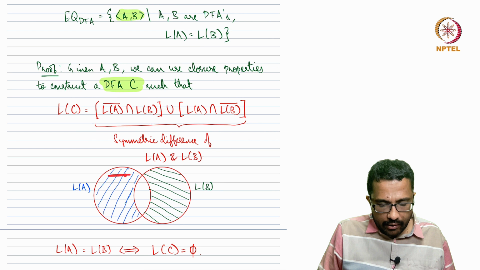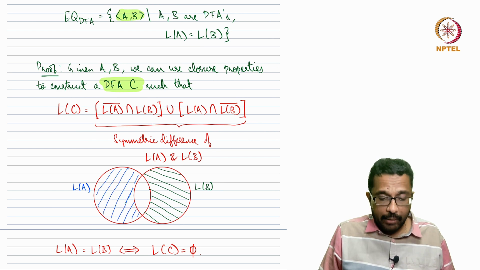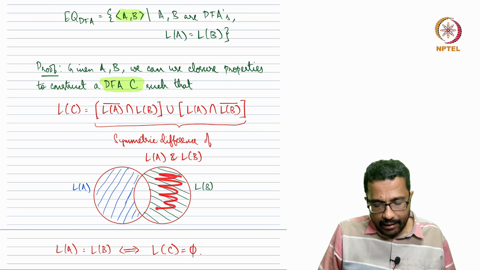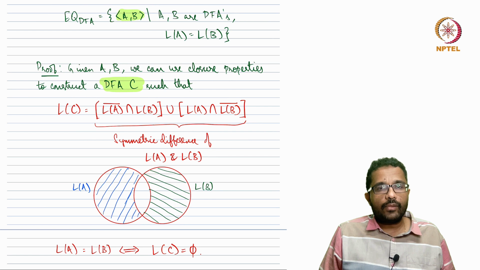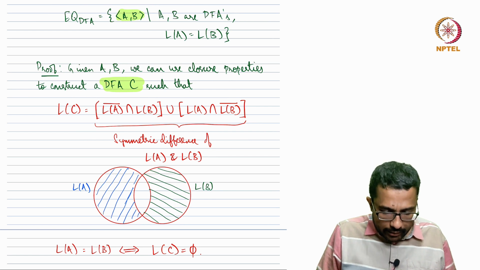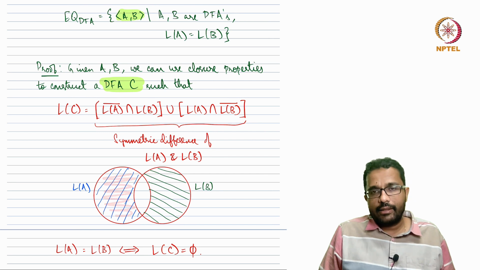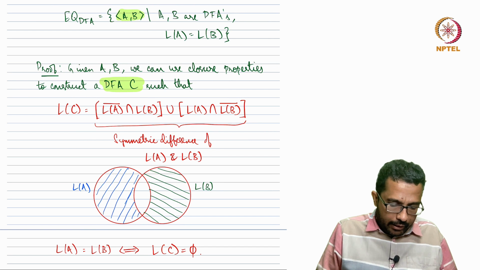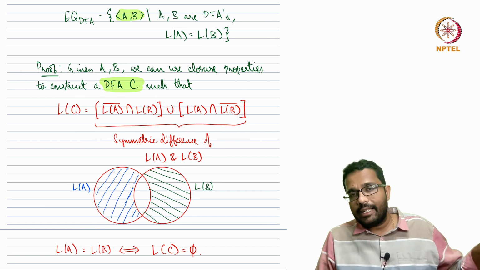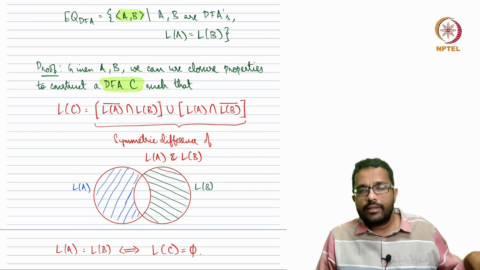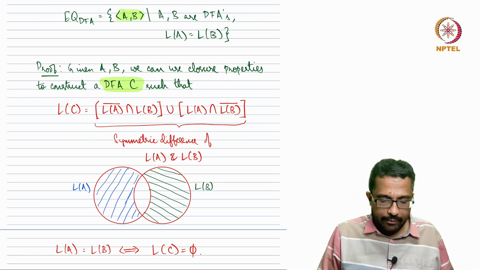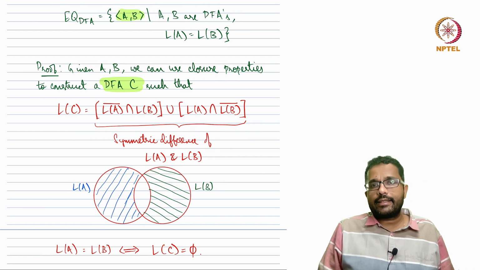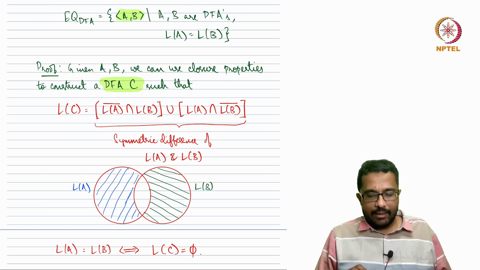Symmetric difference means the set of strings that are in LA but not in LB. So the intersection is removed, plus the set of strings that are in LB but not in LA. So we want the strings that are only in one language but not in the other. So in LA but not in LB, and LB but not in LA. So this will not include the strings that are in neither LA or LB, and this will not include the strings that are in both LA and LB. So this is the symmetric difference, this region and this region alone. So the mutual intersection is skipped.